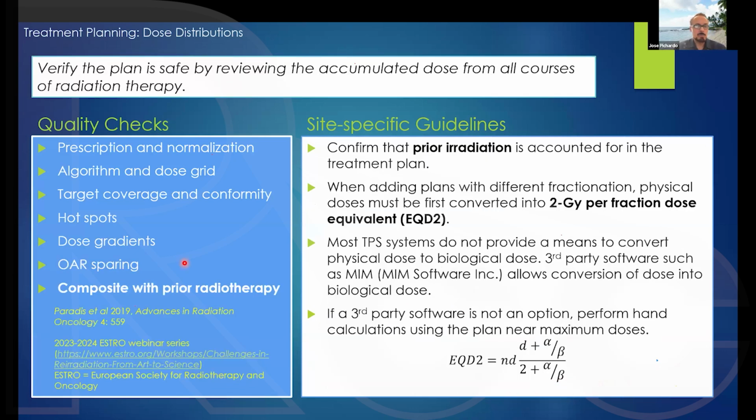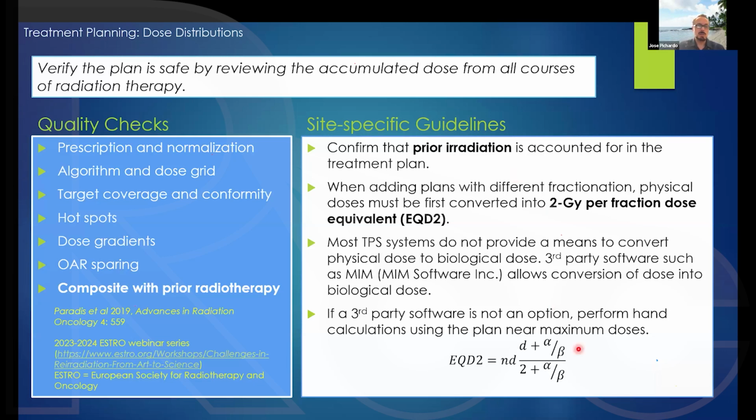All right. Like I mentioned previously, you have to know if the patient has received prior radiation. Always confirm and see if the patient has received prior treatment. When you're adding the doses from plans, you have to make sure that you're comparing apples to apples, right? So you cannot compare plan physical doses that were given with different fraction sizes. So how do you compare those? How do you add those? You convert all of them into 2 Gy per fraction dose equivalent.